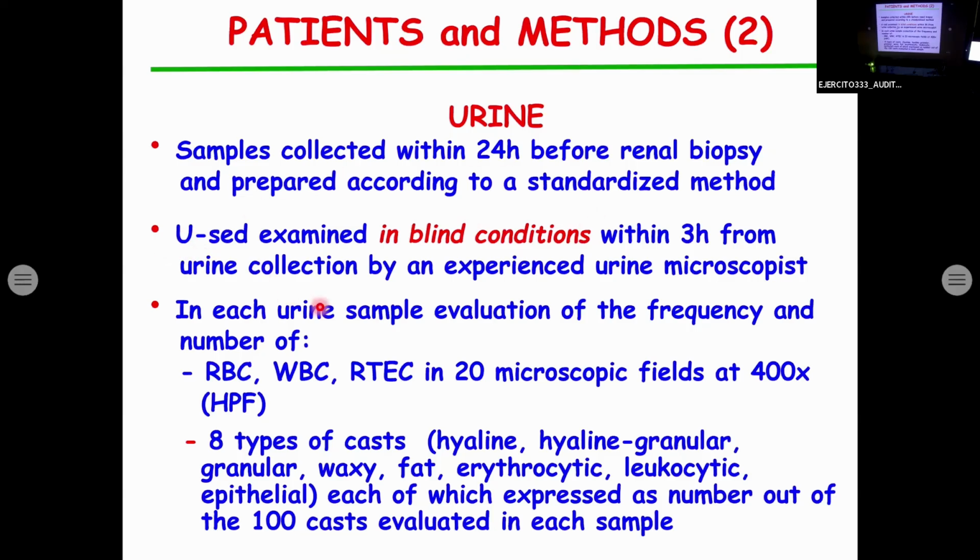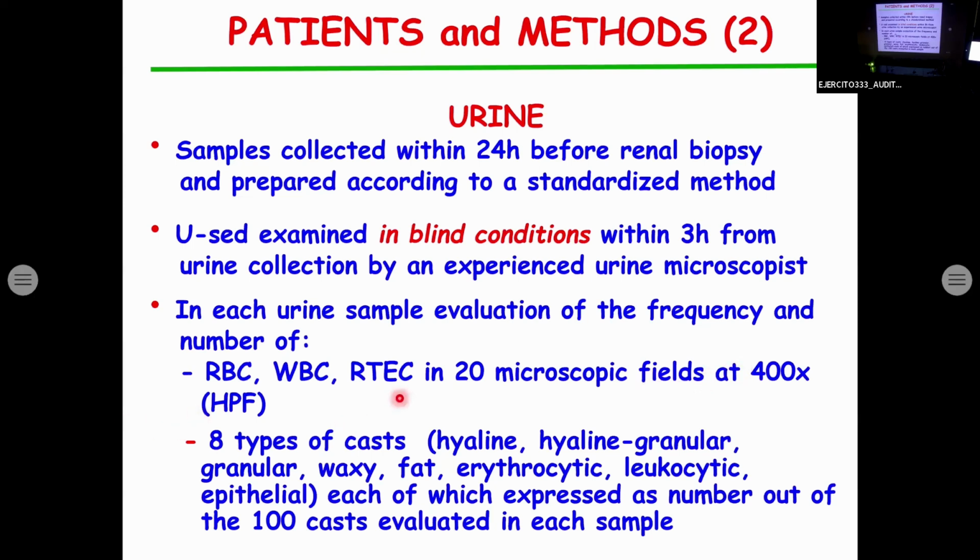The urine sediments were examined in blind conditions within 3 hours from urine collection by an experienced urine microscopist, Giuseppe Garigali, in the last 15 years. Before that, it was me, the examiner of urine sediment. In each urine sample, we evaluated the frequency and number of red blood cells, white blood cells, and renal tubular cells found in 20 microscopic fields at a magnification of 100.